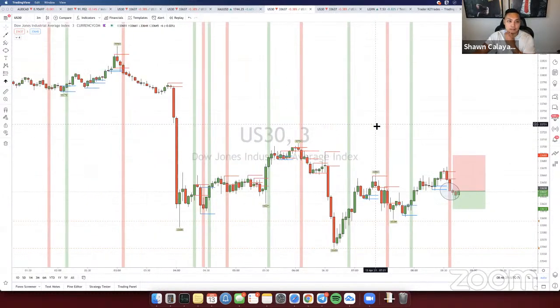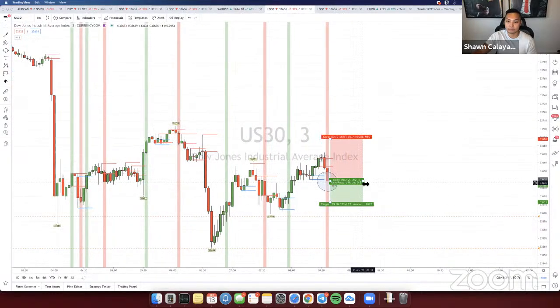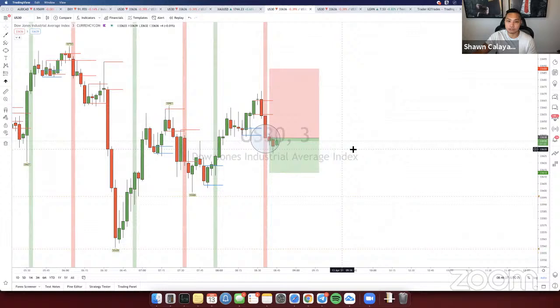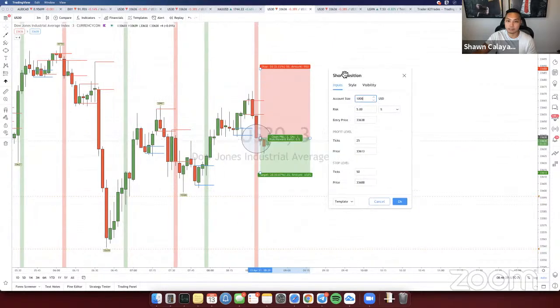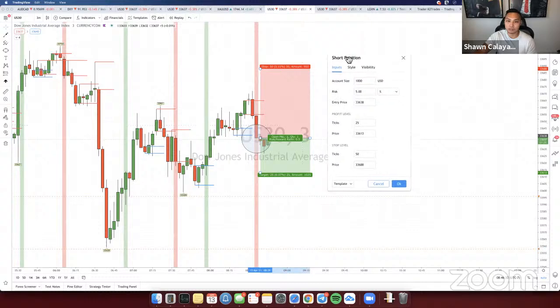Other than that, let's see. If you guys want to take this trade, you can. I'm not saying not to take it. I'm just saying that it's a risky trade, and I'm not taking it myself. But if you guys do want to take it, here are the parameters for that sell, if you would want to.